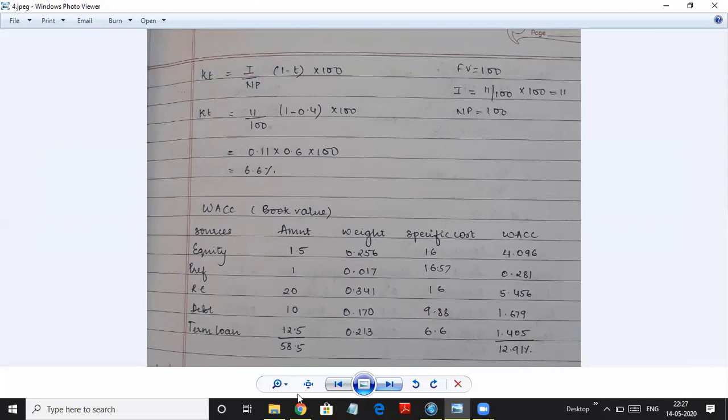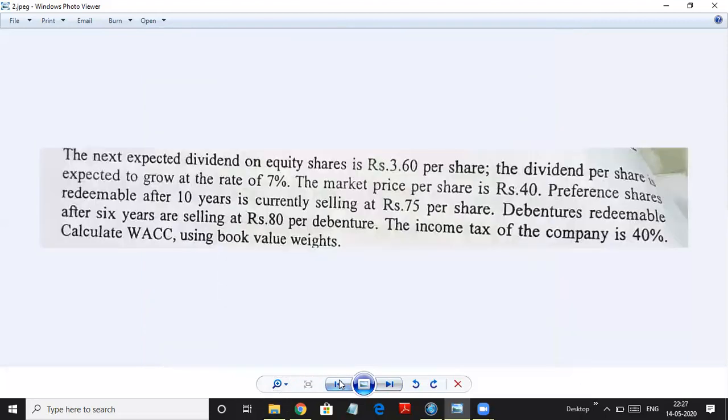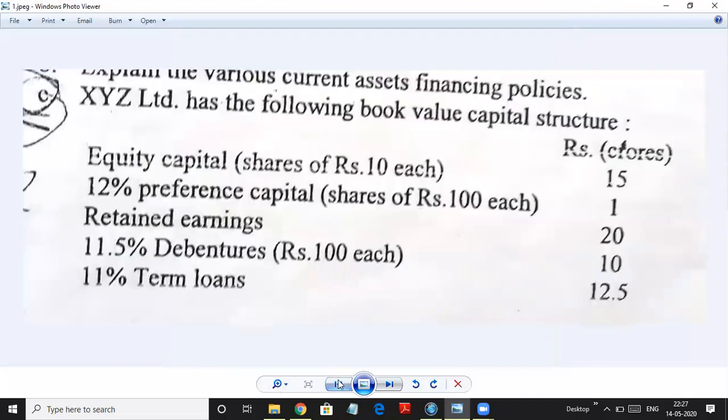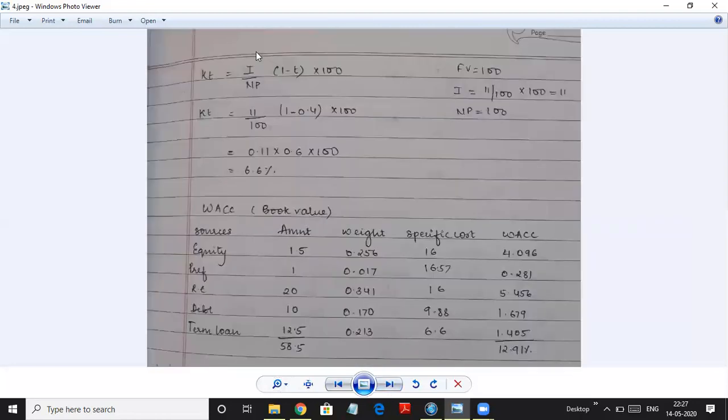Next is cost of term loans. About term loans, they have not given any additional information. They've just said 11% term loans. 11% means if the face value is 100, interest will be 11% of 100, which is 11 rupees, and net proceeds also we take as 100 because nothing is mentioned about its current selling price. So the simple formula, term loan is as good as debt. So we will use the debt formula. Interest 11 divided by net proceeds 100 into 1 minus tax rate 0.4 into 100, you get 6.66%.